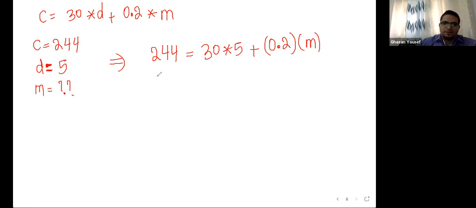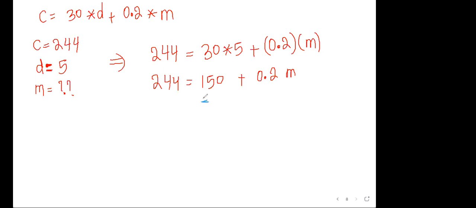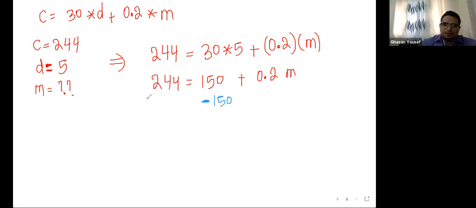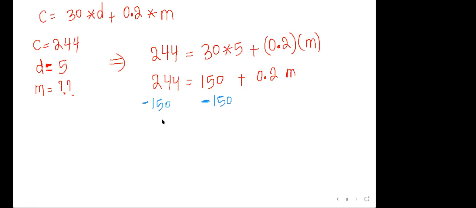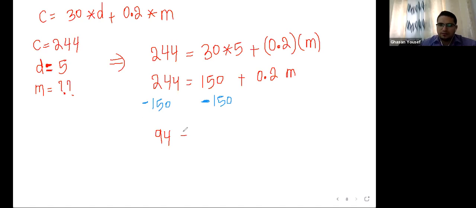Now we can simplify it. 244 equals 30 times 5, which is 150, plus 0.2 M. So what do I have to do here? Subtract, right? Subtract 150 from both sides. 244 minus 150, how much? 94, exactly. So I get 94, and here they cancel each other, we don't need it, and it equals 0.2 times M.